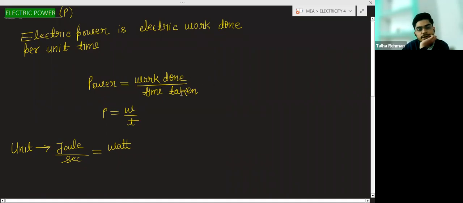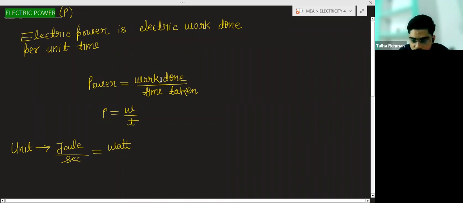Power is work done divided by time. Okay, fine. So electrical power is work done divided by time. So that example was correct. Electric power is electric work done per unit time.